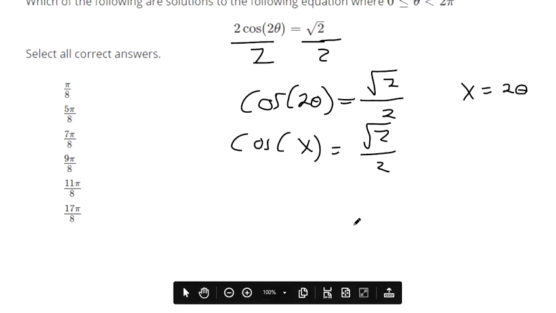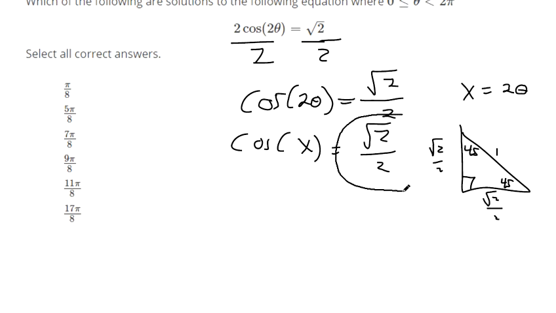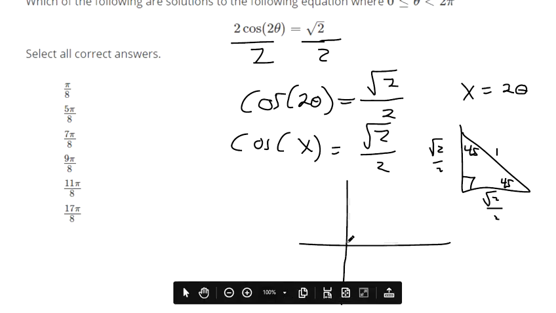Right? Cosine of x equals the square root of 2 over 2. The square root of 2 over 2 comes up in those 45-45 triangles. Right? Because the sides are square root of 2 over 2 and the hypotenuse is 1 in the unit circle. And we need to draw this where cosine is a positive square root of 2 over 2. So we know that all triangles drawn in the first quadrant are positive. All Students Take Calculus tells us that cosine is going to be positive down here.